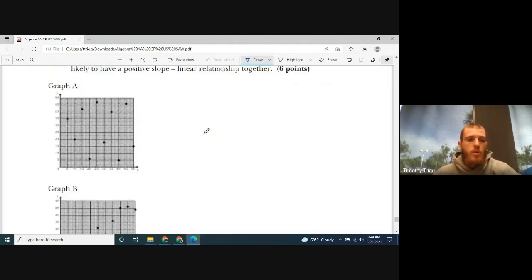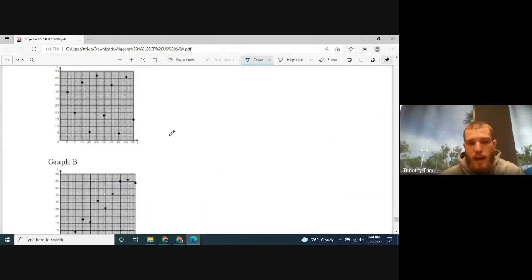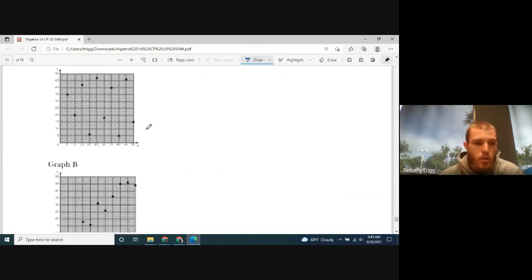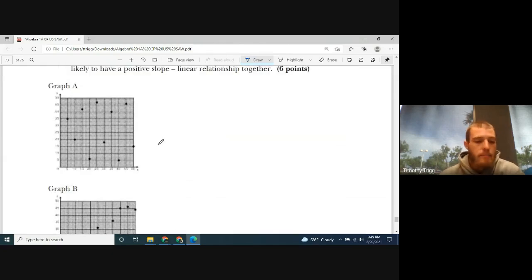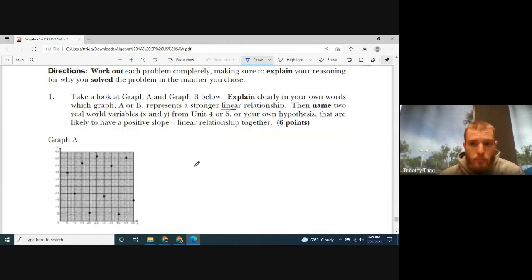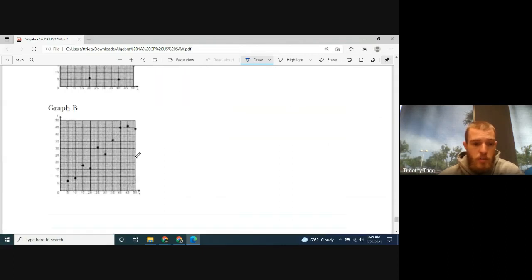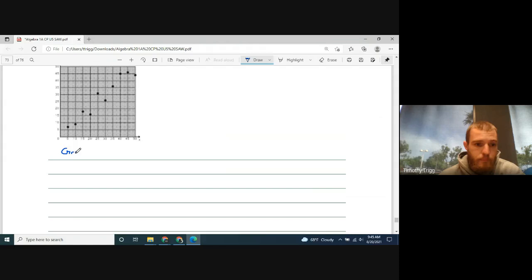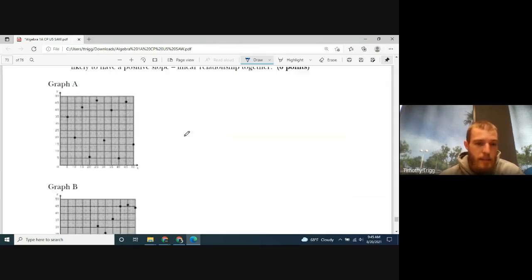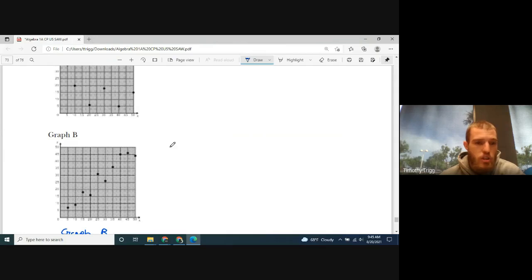Okay, so which of these graphs, A or B, have a more linear relationship? Okay, linear has the word line in it, right? So which graph shows more of a line, basically? Hopefully you can see that that would be graph B. So we want to basically say that graph B represents a stronger linear relationship. So graph B... I'll let you finish the rest of that in your own words. But basically graph B shows a stronger linear relationship than graph A.